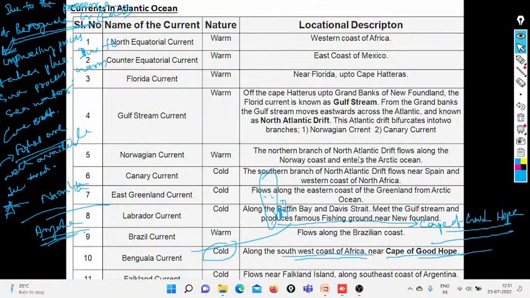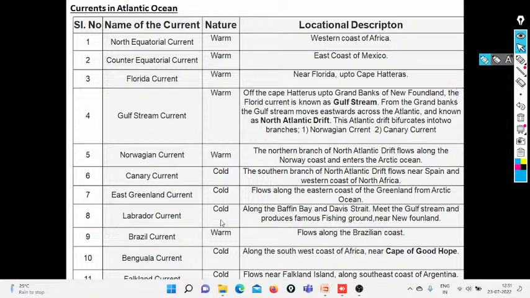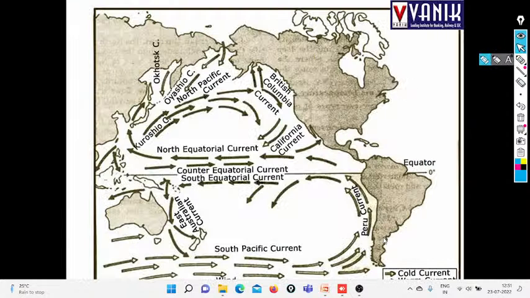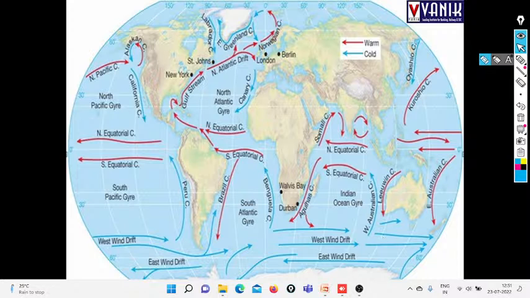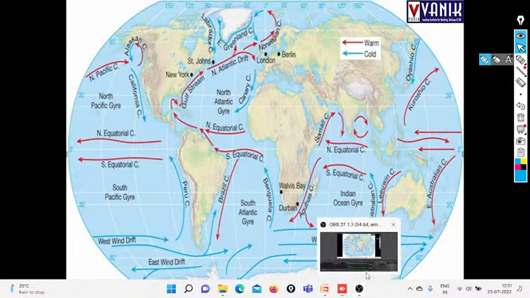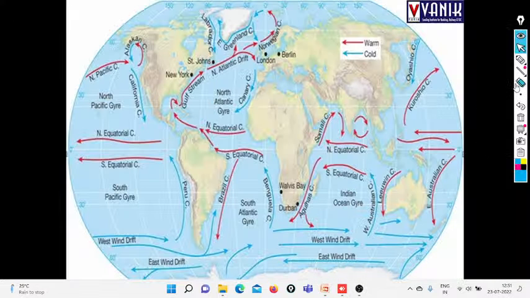Next, the last one is your Falkland current. Falkland current is a cold current. It basically flows near the Falkland Island and along the southeast coast of Argentina. It's a cold current. Falkland current is along the southeast coast of Argentina.